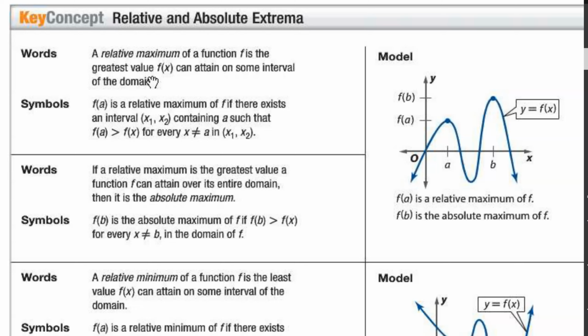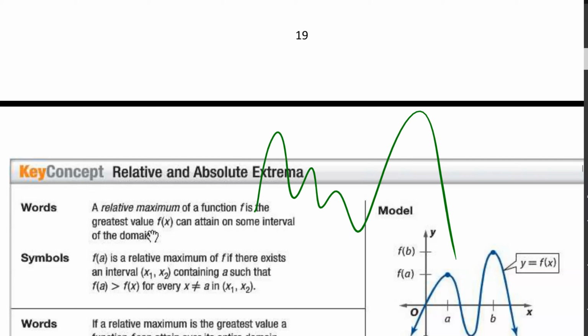So B technically is a relative max, if we're looking between A and B. You only will have one relative max per interval you choose. If I had a graph that looks like this, we see this is definitely the absolute of all of it. If I pick my interval from here to here, this is my relative max. If I pick my domain from here to here, I see this is the highest point. So you're only going to have one relative max that we really are looking at.